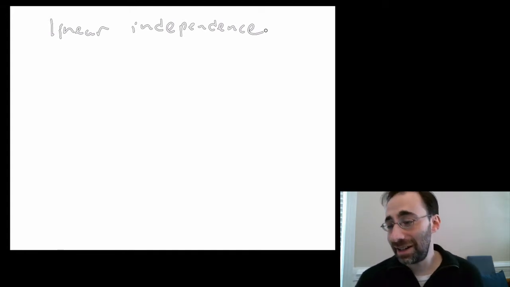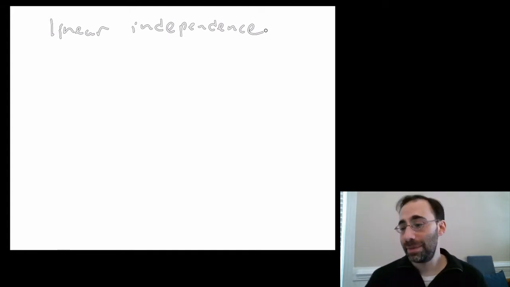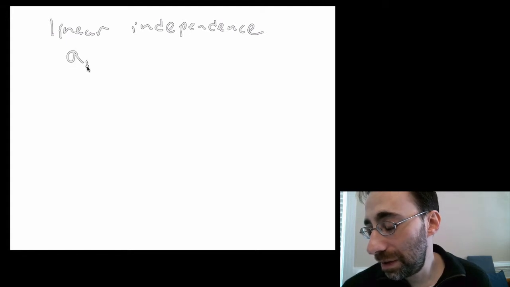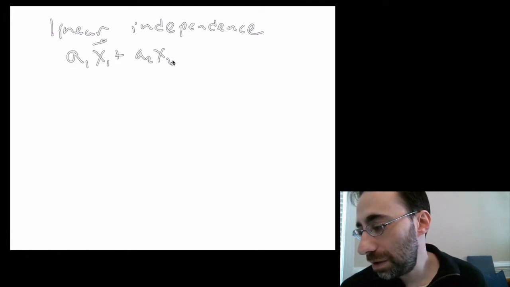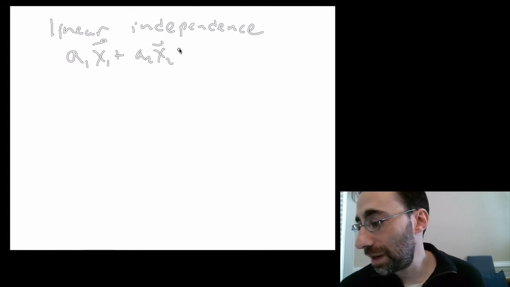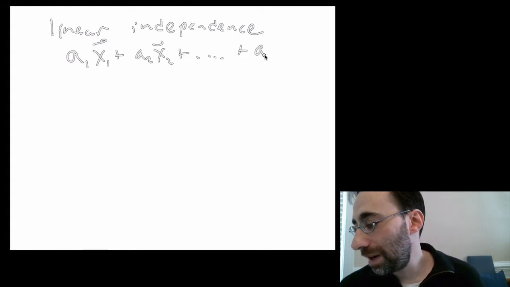So what does that mean exactly? First, let's start off with a linear combination. So let's make a pretty general one. Here's a1 x1 plus a2 x2. The a's are all constants, the x's are all vectors, and we can keep going through n of these things.